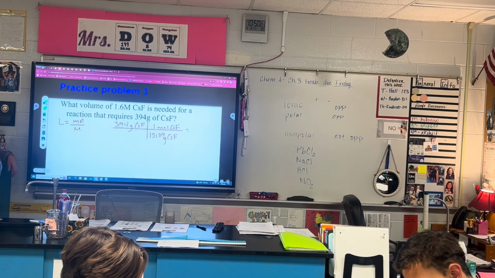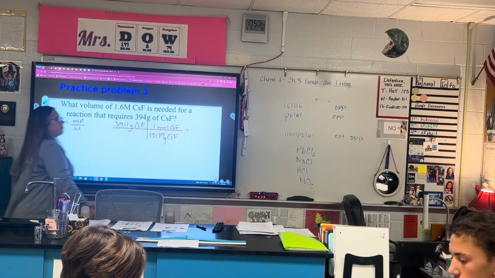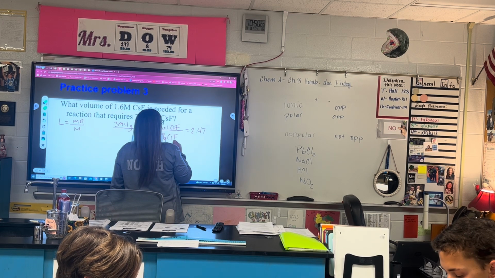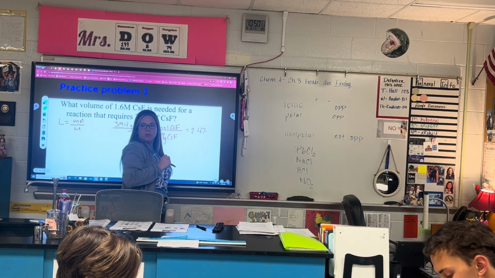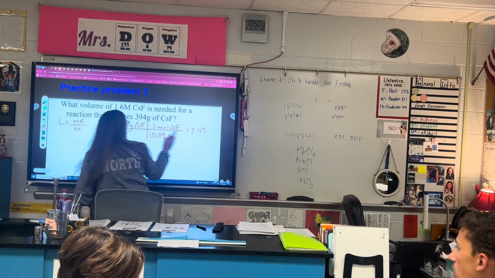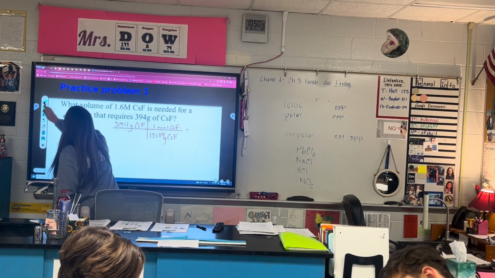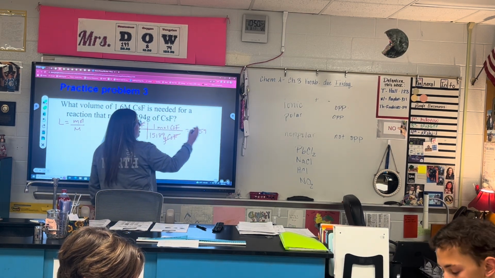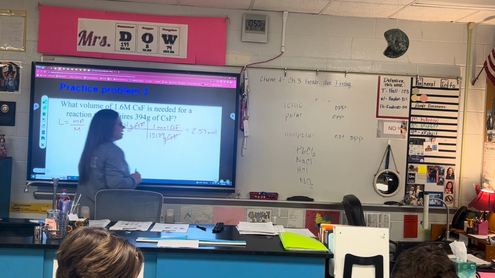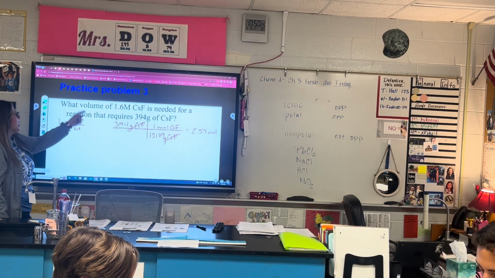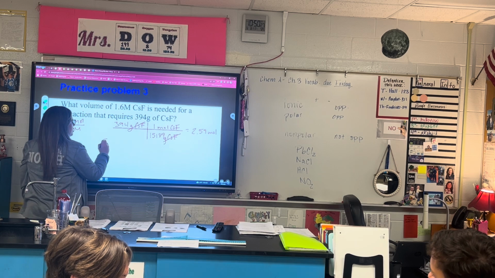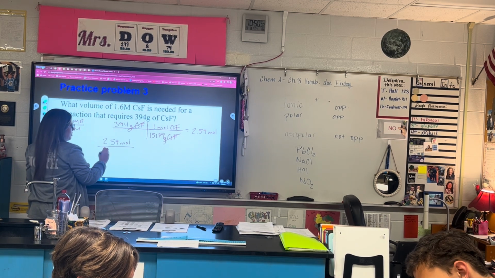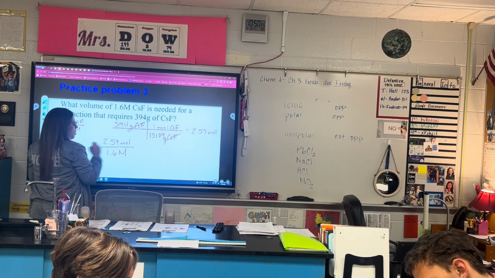394 by 151.89, and what do you get? 2.59. So my grams cancel out, I'm left with my moles there. Alright, so I got my mole number, I got my molarity, now I just plug it in. So 2.59 moles divided by my molarity, which is 1.6 molar.